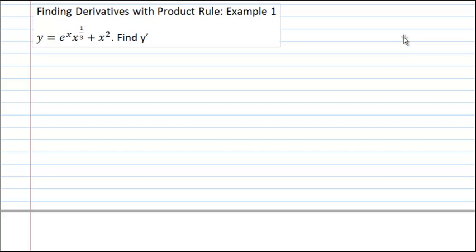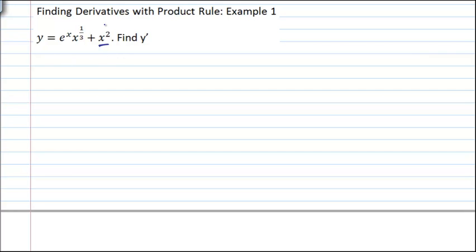In this example, we're looking at finding derivatives using the product rule. So we're given a function y equals e to the x times x to the power of a third plus x squared, and we're asked to find y prime. Since we have a sum of two different terms, we can take these derivatives separately. This x squared should not be difficult.